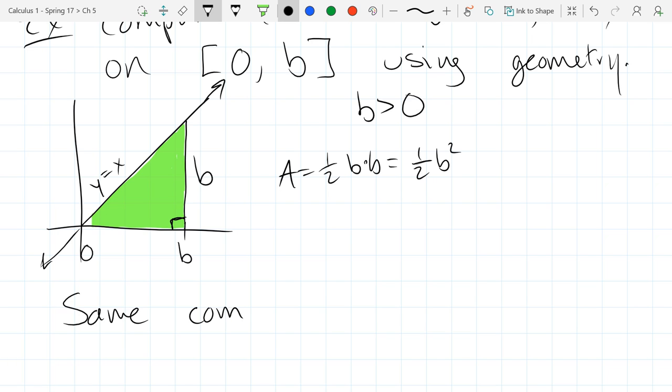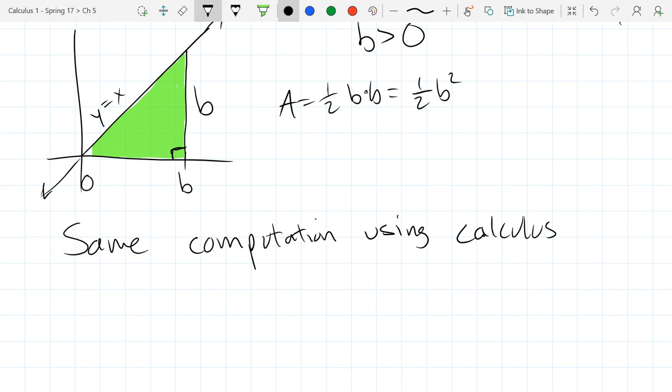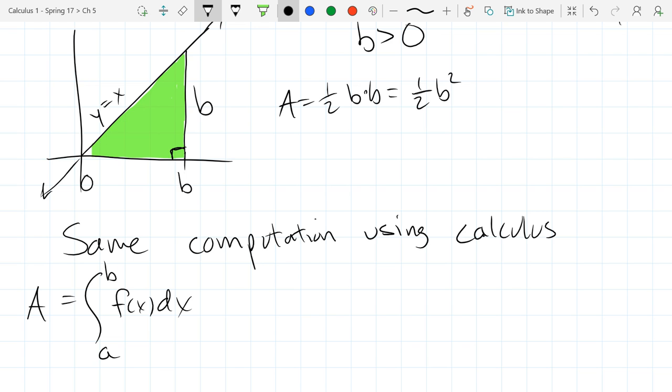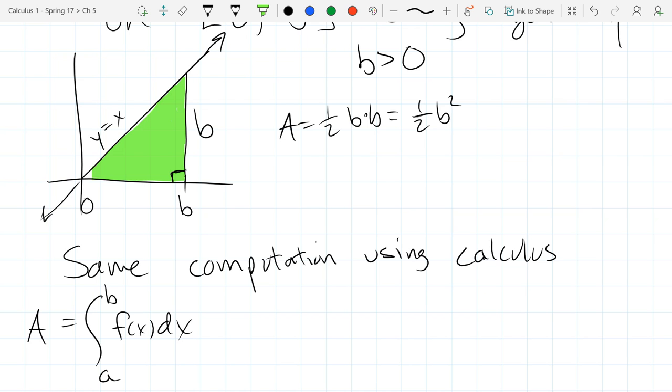Same computation using calculus. So I want the integral. So our area is the integral. This is the area between the x-axis and your function for these x values. So what I wrote down, that's our f of x function, represents the exact same amount of area that's shaded in green there. So our a is 0 in this case. Our b is just the letter b.